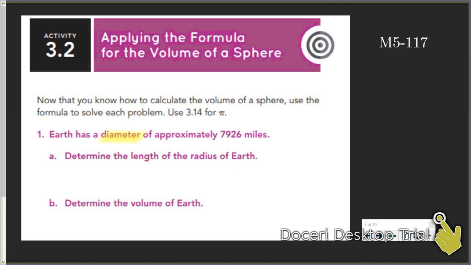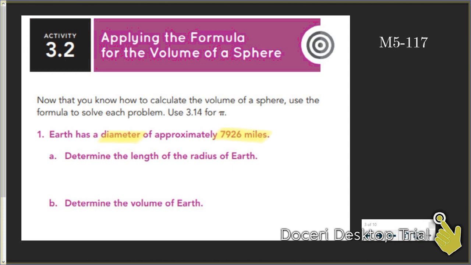Okay, if we don't know what we're working with, if we don't know if it's a volume or radius or diameter or circumference, we're going to get lost. So make sure you're always taking note of what the information is. Okay, so it's the diameter, and it's saying that it's approximately this many miles. Okay, that's really the only important information we get on this one.